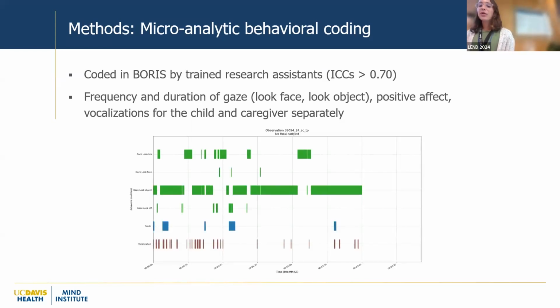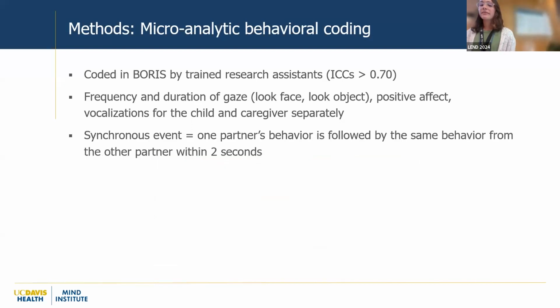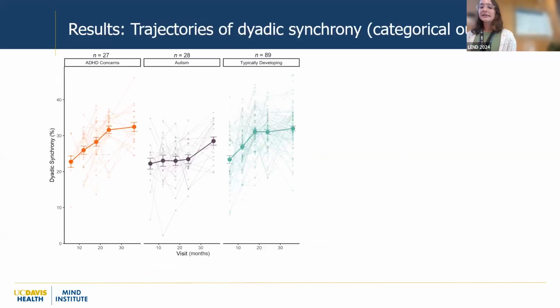And this is an example of how behaviors look when coded on a moment-to-moment basis for one social partner. So this is for the child in particular. And if a given caregiver or child behavior was followed by the same behavior from the other social partner within 2 seconds, it was considered synchronous. And our goal was capturing 3 minutes of uninterrupted play. Now I'll walk you through some preliminary findings.